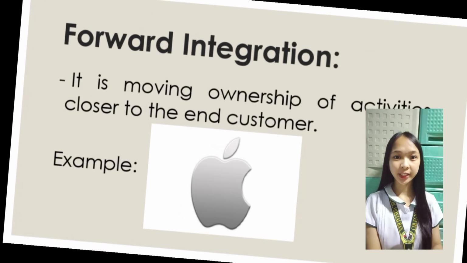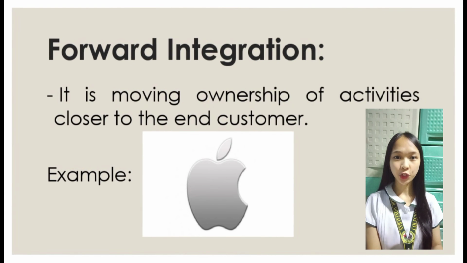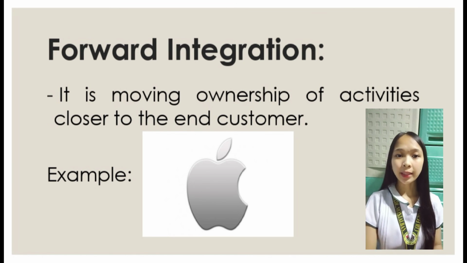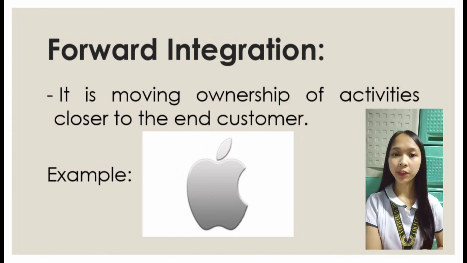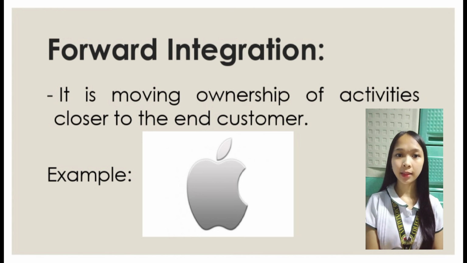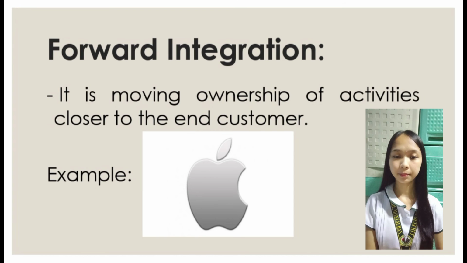So the last type is forward vertical integration. It is moving ownership of the activities closer to the end customer. So the company gains control of the business activities that are ahead in the value chain. Apple Incorporated is the perfect example of forward integration, whereby they have control over the distribution of its products, like iPhones, iPads, and MacBook laptops.